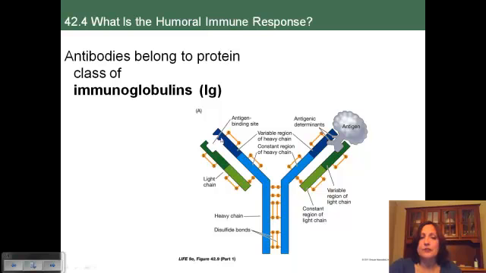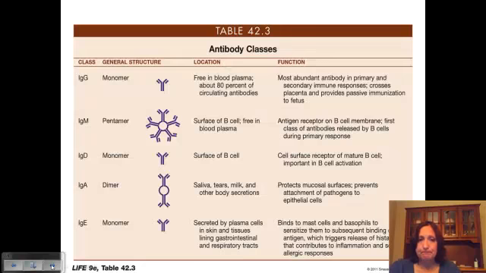And so this is the variable region of the heavy chain in dark blue, the variable region of the light chain in dark green. And so this is the antigen binding site. So this is going to be specific to a specific antigen. And that's what makes them specific to whatever particle or pathogen or protein your body is fighting off.